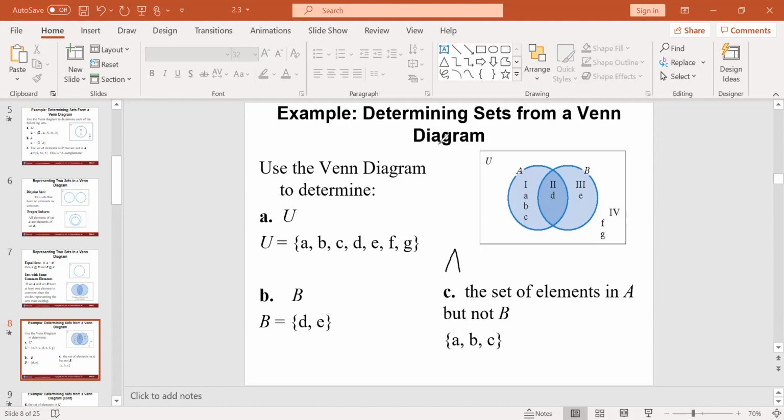The set A is the set containing A, B, C, and D as well. Don't forget the D, because D is still in the set A. It just is also in the set B. They're shared. They have shared custody of the letter D.